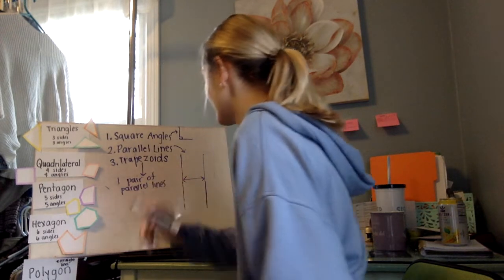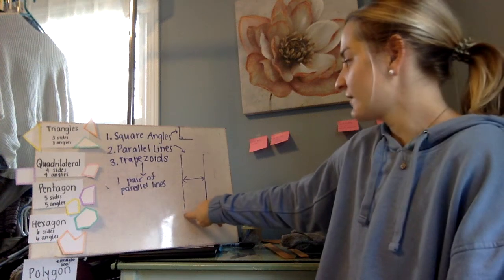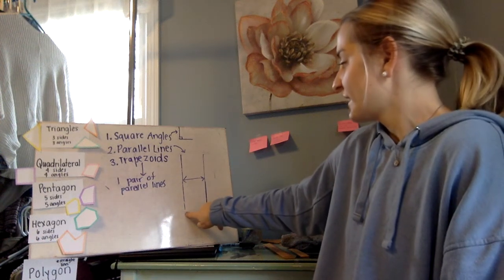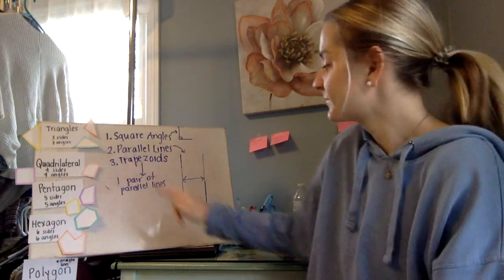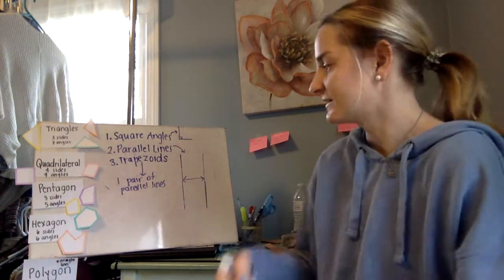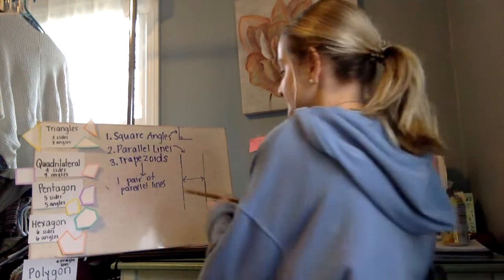What I mean by pair is this is a pair, two lines, okay? This is one pair. If there was another set, that would be two pairs. This is one pair of parallel lines. Let me give you an example. I'm going to draw one for you.